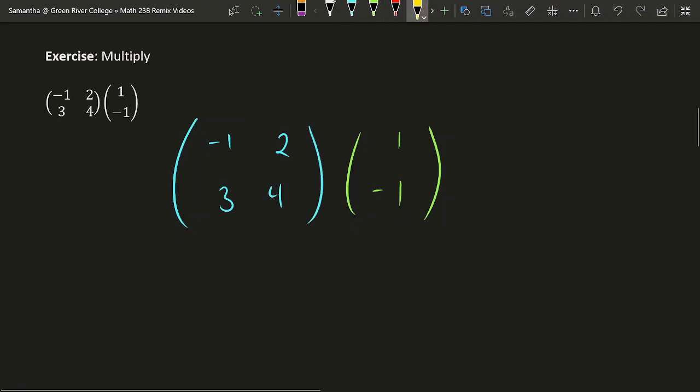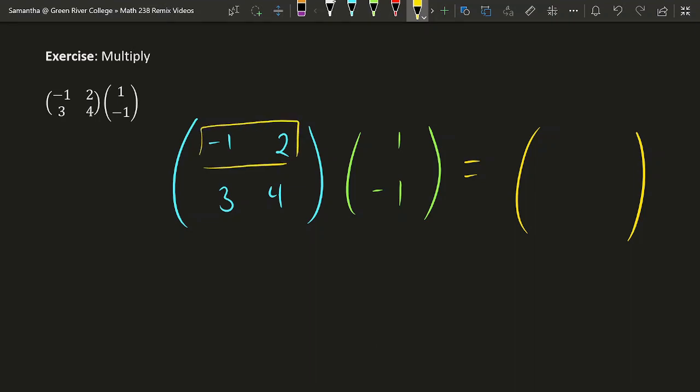Now the answer is going to be another vector with two entries. I just need to figure out what number goes in the top and what number goes on the bottom. Now to find the first entry, I'm essentially going to take a dot product of the matrix's first row with the vector in green that I'm multiplying.